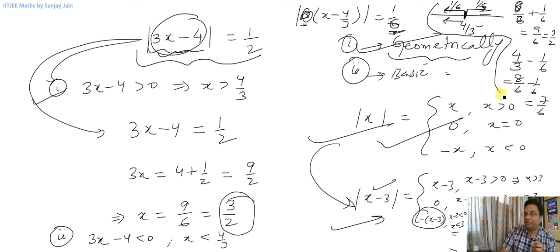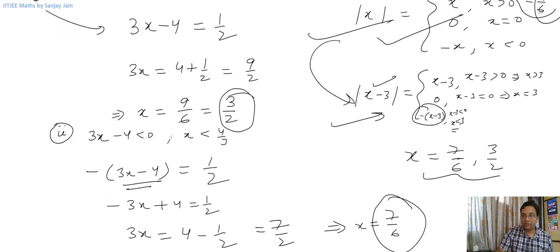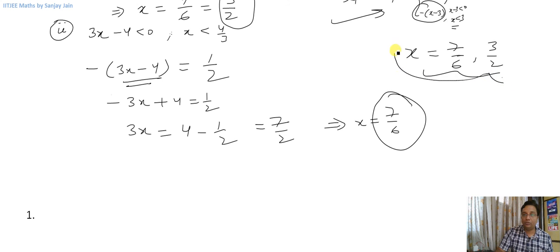So geometrically, we could have solved it without even using pen and paper. And the answer that we have got here is 3 by 2 and 7 by 6, which is nothing but the same answer that we got through the conventional approach.